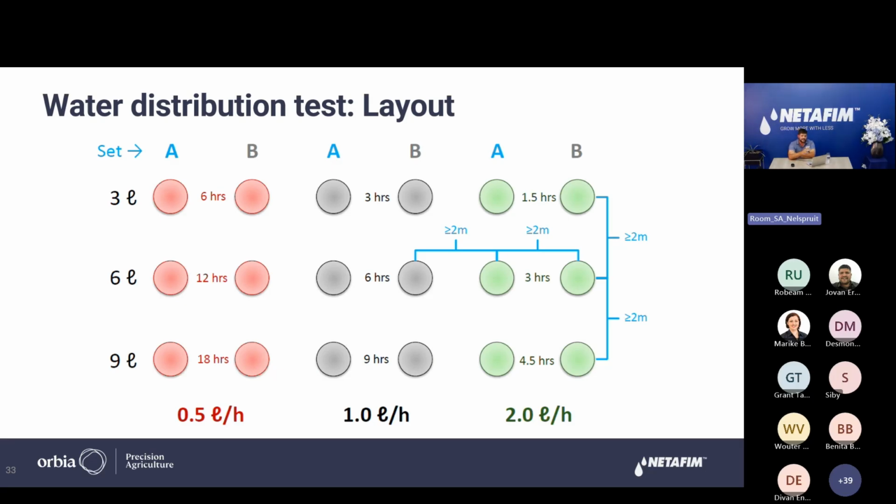We tend to set up a test like this. We'll have a 3 liter bucket, a 6 liter bucket, and a 9 liter bucket. Then depending on the emitter at the bottom, you will either have a 0.5 liter an hour flow, a 1 liter an hour flow, or a 2 liter an hour flow. This is a test that we do on bare soil. Mostly we like it if the soil becomes dry.